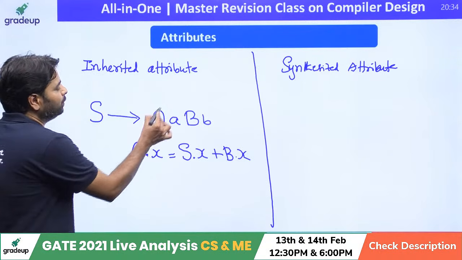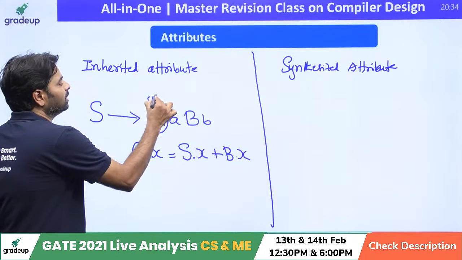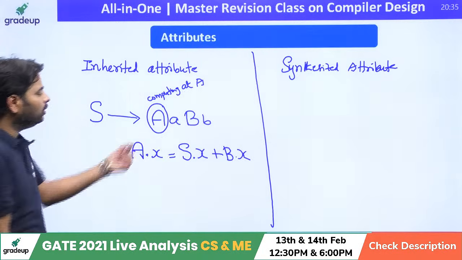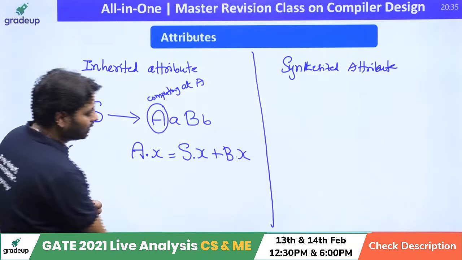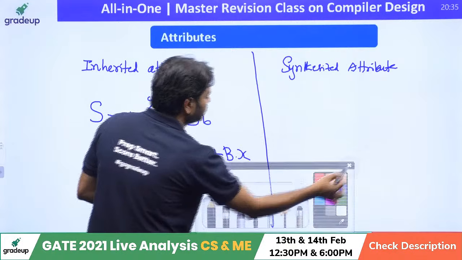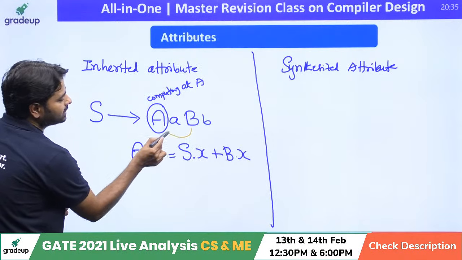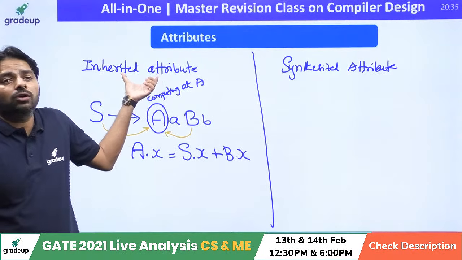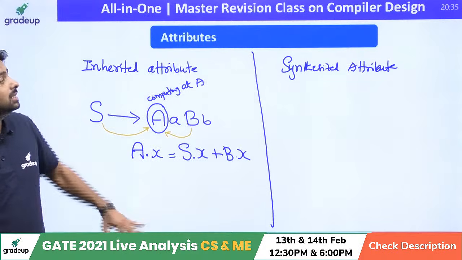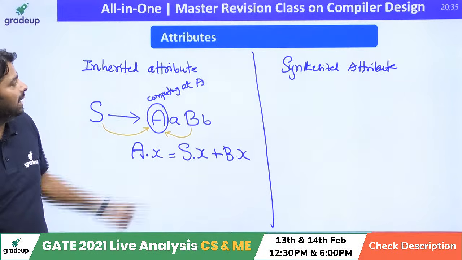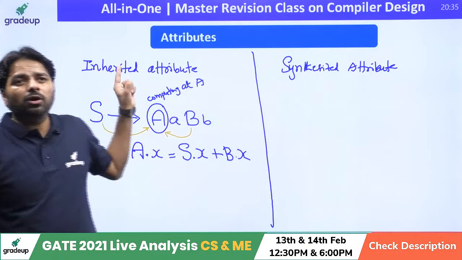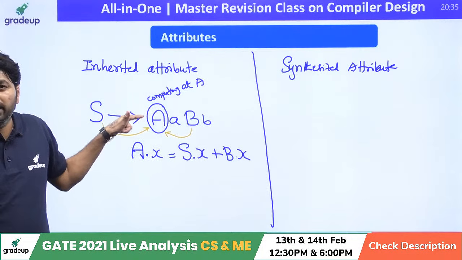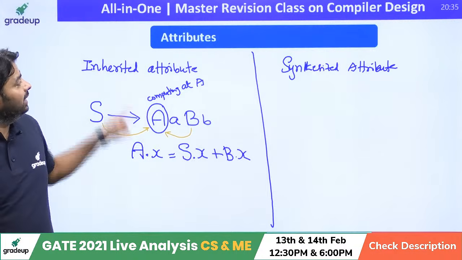Look at that, you are computing at A by depending on its parent and by depending on its sibling. Of course, right sibling is fine, because I'm not talking about the definition of a grammar. If it is L-attributed, it can't use the right sibling. But I'm not talking about L-attributed or S-attributed. I'm talking about what is the attribute. What is the attribute is different from what is the grammar. L-attributed grammar is different, inherited attribute is different.